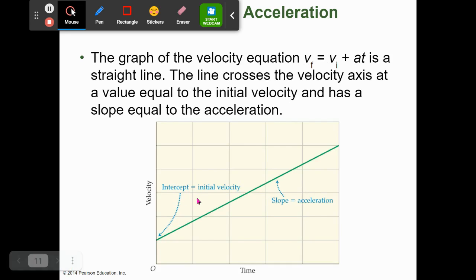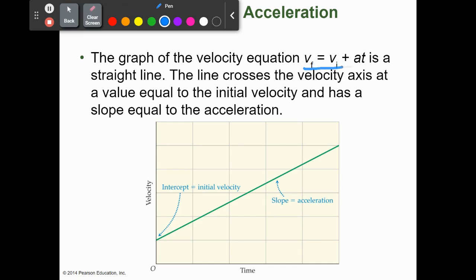Okay, so like I said, we love our graphs. So let's look at this graph of the velocity equation that we just learned about. Should look vaguely familiar. Maybe it'll look more familiar if I write this. Does anyone see any similarities between those two things? Yeah, it's pretty much the equation of a straight line, okay? Where A is going to be my slope, T is going to be my X, and VI is going to be my Y-intercept, okay?